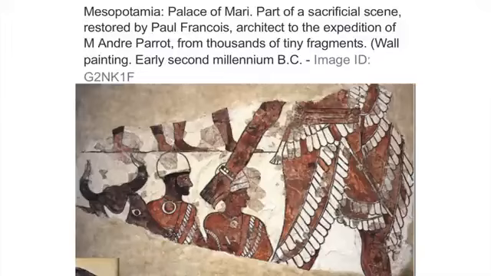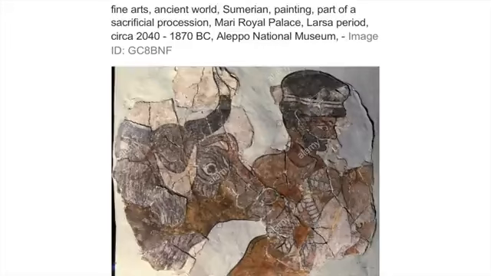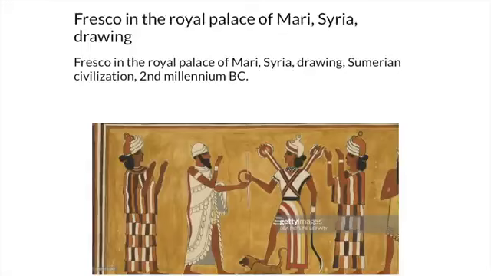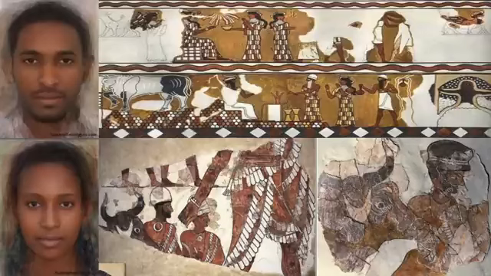Here is one from the Palace of Mari in Mesopotamia, early 2nd millennium BC. Here is another mural from Mari in a royal palace. This one also goes back to the second millennium BC. Dark hair, dark eyes, dark skin. Here's another fresco from Mari, Syria. And when I put them all together, I would say that these people would be a dark brown skinned people with black hair and dark eyes.